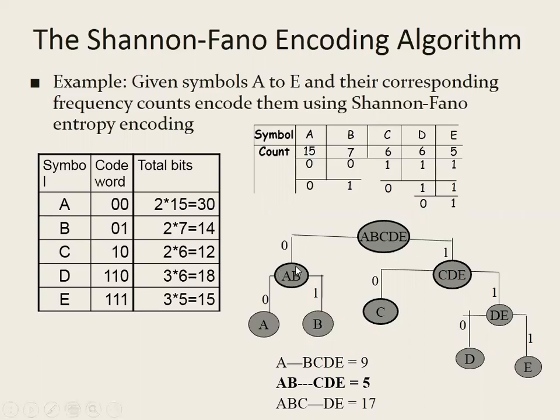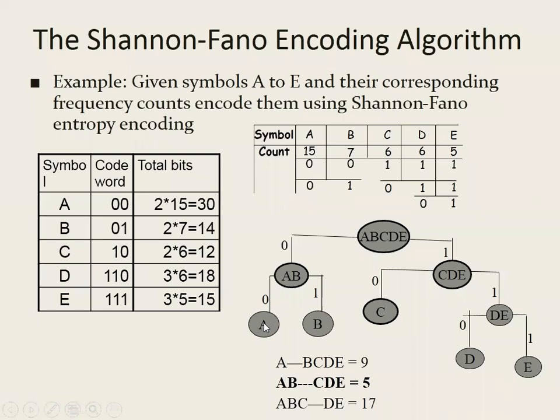Then AB comes to the left of the root node, and CDE comes to the right of the root node. Then the left node is assigned 0, and the right node is assigned 1. Then again, since there are two symbols at this point, we have to split AB into two. A comes to the left of the AB node, and B comes to the right of the AB node.